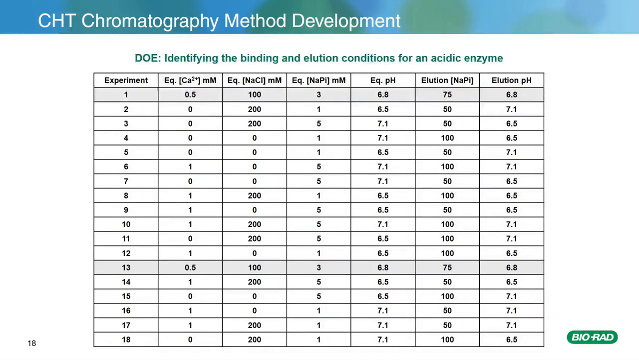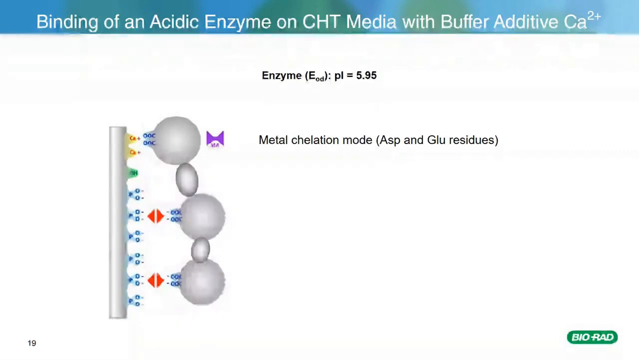Just like the earlier cases, we use DOE for chromatography condition screening. Besides the buffer pH, sodium chloride concentration, and sodium phosphate concentration, we also look into the effect of calcium ion on the binding of the target, an acidic enzyme, this time. The pI of the target enzyme is around 6. Some of its acidic residues might be available for chelation at the C sites.